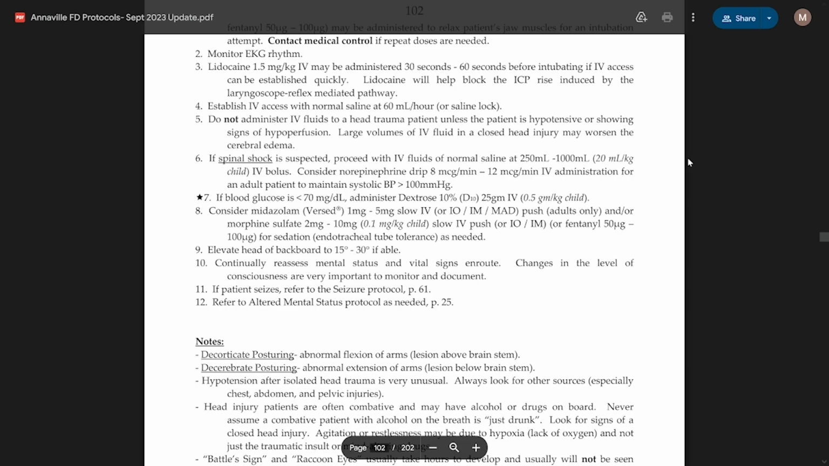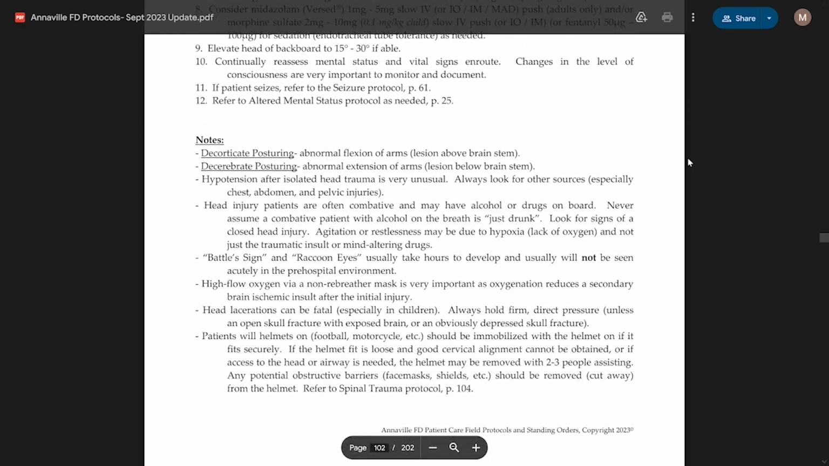You can elevate the head of the backboard 15 to 30 degrees if able to, and continually reassess mental status and vital signs en route. Changes in the level of consciousness are very important to monitor and document. If the patient seizes, refer to the seizure protocol on page 61, and refer to the altered mental status protocol as needed on page 25.